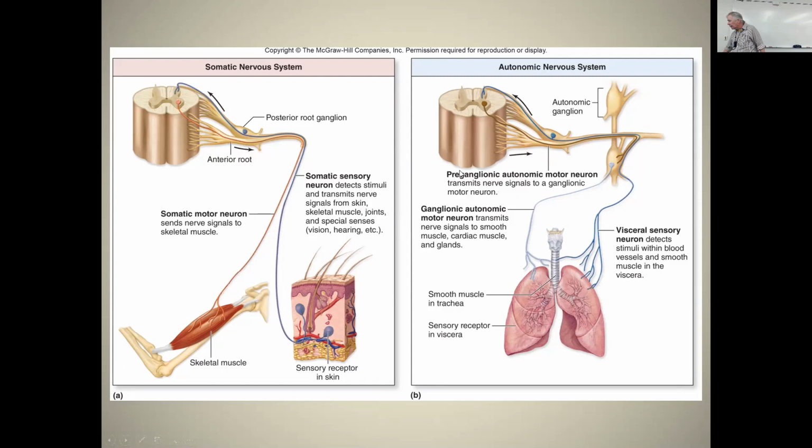So this is preganglionic autonomic motor neuron, and it says ganglionic. It should be postganglionic. It's after the ganglion. Transmits nerve signals to smooth muscle, cardiac muscle, and glands. All right.